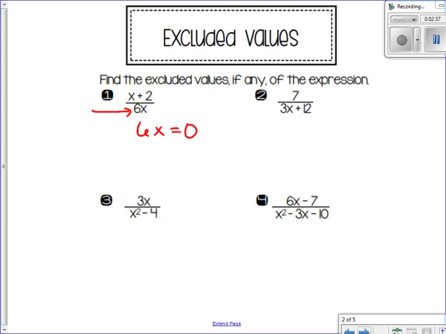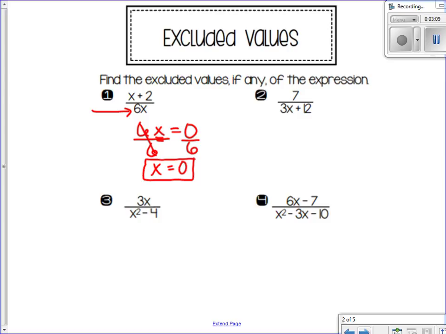So anything that would make that denominator 0 is going to be an excluded value. Well, once we set that 6x equal to 0, we can just solve for x. We want to get x by itself over here. So the opposite of 6 times x would be to divide by 6. And whatever we do to the left, we got to do to the right. So 0 divided by 6 is going to get us 0. So the excluded value for the first one is 0. x can be any number in the whole wide world, but it can't be 0.